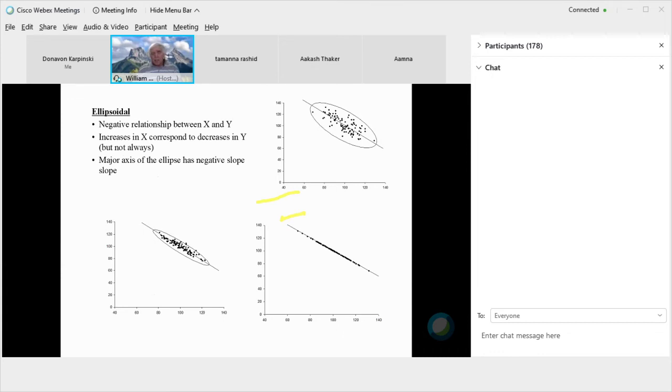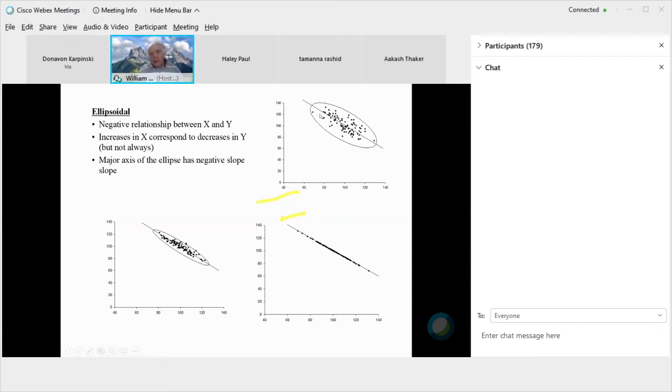Excuse me. Yes. What is the major axis of the ellipse? What does that mean? An ellipse will have an elongated one. If you drew a line through the 2 points that were furthest apart, that's the major axis. The other axis is perpendicular to that. That's the minor axis. Okay, thank you.